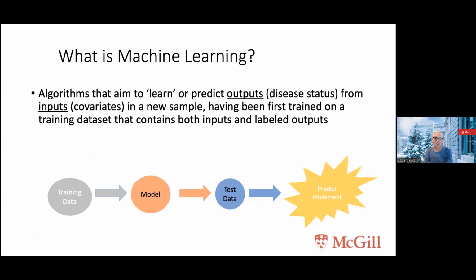Another way to formalize a little bit more what we're talking about is an algorithm that learns from data or predicts outputs from data. And in our case, we're mostly going to be talking about things like disease status from inputs, covariates, in a new sample, having first been trained on a training data set.